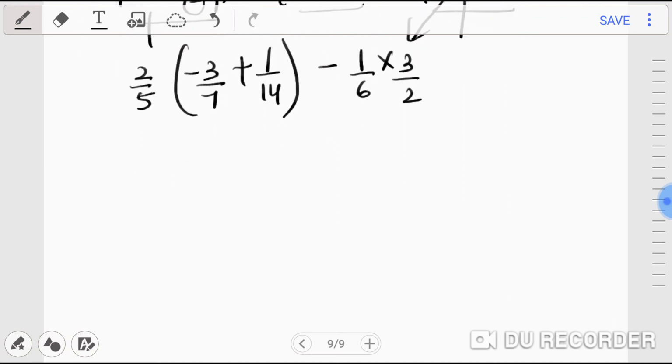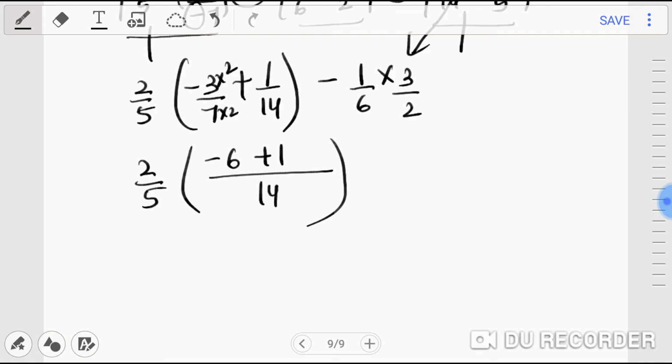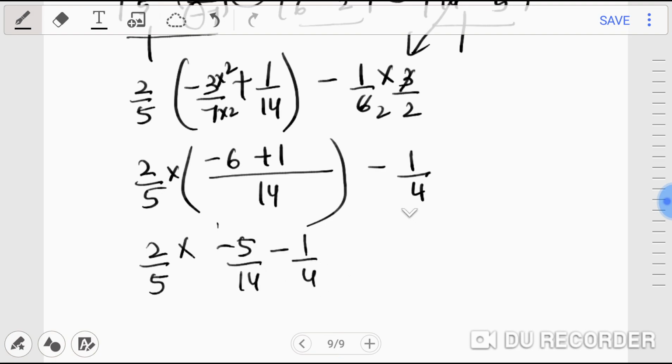Now my dear kids, you have to solve the first bracket. So you have to multiply this with 14 and this with 2. 7 into 2 will become 14 because the LCM is 14. So that will become minus 6 plus 1, into, you can reduce this, so it will become 1 upon 4. Now here, nothing means multiplication, and minus 6 plus 1 is minus 5 upon 14, and here minus 1 upon 4, this.